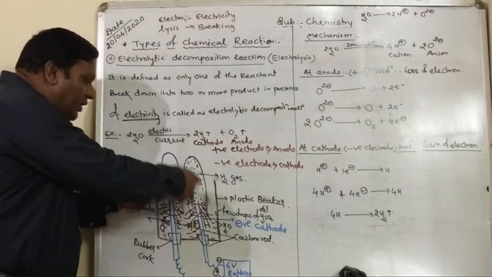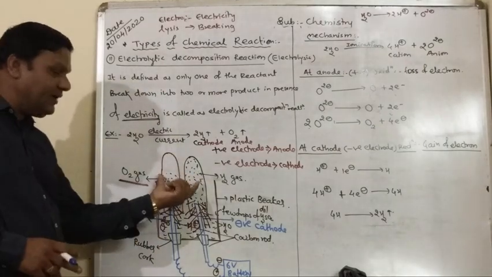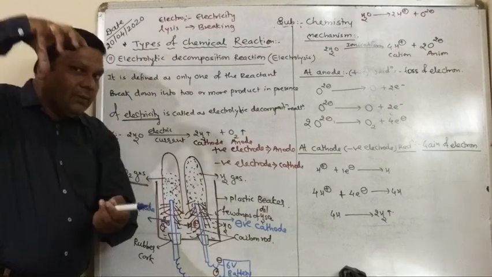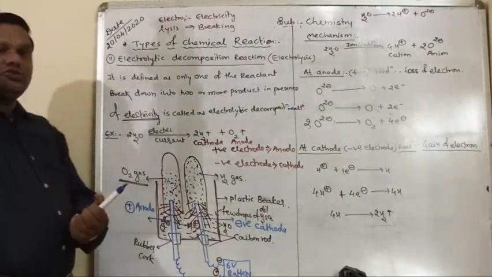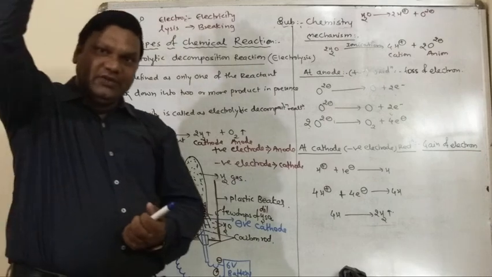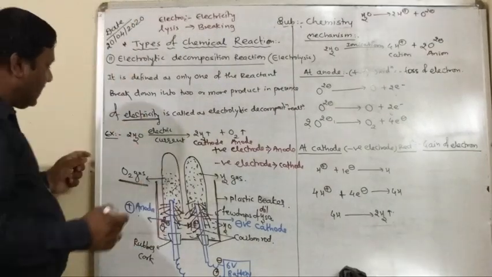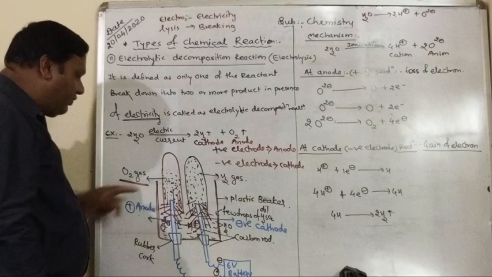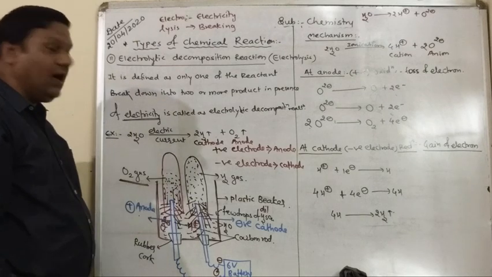These are the two inverted test tubes that we have placed here. Inverted means upside down. The open mouth goes to the bottom and the closed end comes on top. Okay. So this oxygen gas is collected in this test tube, which is placed over the anode.